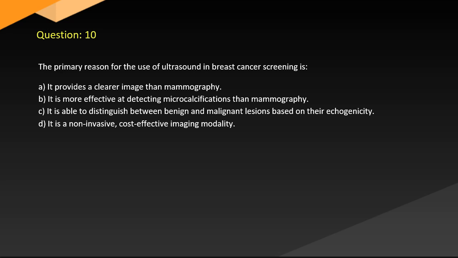Question 10. The primary reason for the use of ultrasound in breast cancer screening is: A. It provides a clearer image than mammography. B. It is more effective at detecting microcalcifications than mammography. C. It is able to distinguish between benign and malignant lesions based on their echogenicity. D. It is a non-invasive, cost-effective imaging modality.